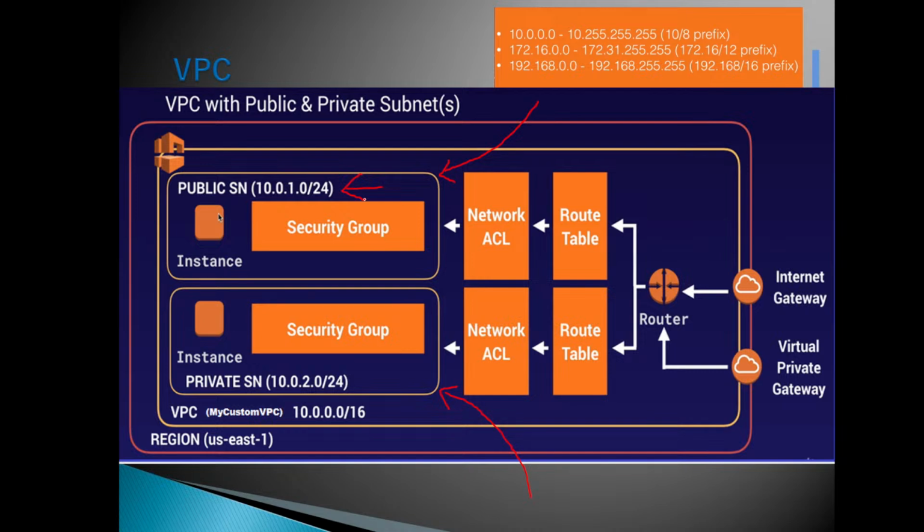Now coming to the other part, you can see the virtual private gateway. It is used to connect our VPC to a different network. The internet gateway helps us get internet access to our VPC. So we are creating a VPC, and a single VPC will be divided into small groups: a public subnet and a private subnet. So our VPC will have two components.